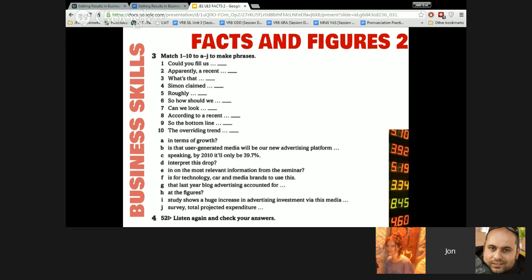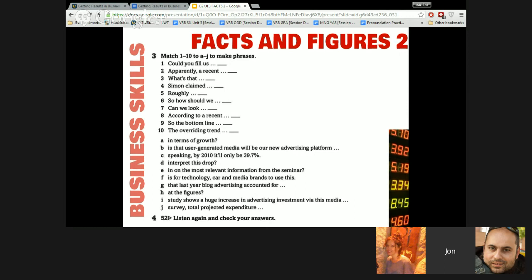Number 5. Say that word for me. Good. Roughly. This is an expression that means approximately. I know the meaning of roughly. So roughly what? Are the figures? No, I'm looking for some numbers, because that makes sense. Don't look for numbers because the expression has two words. Roughly doing what?